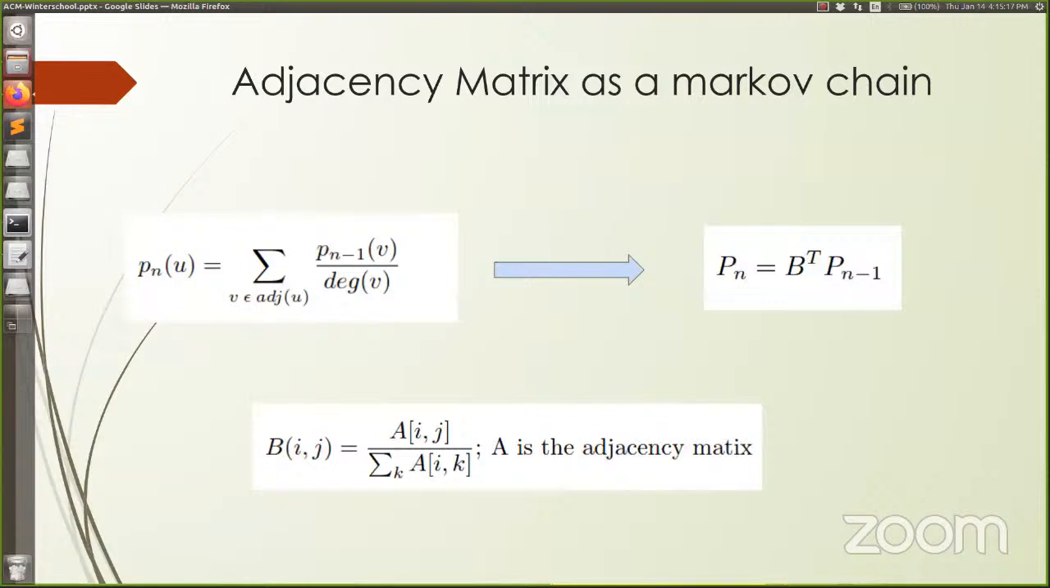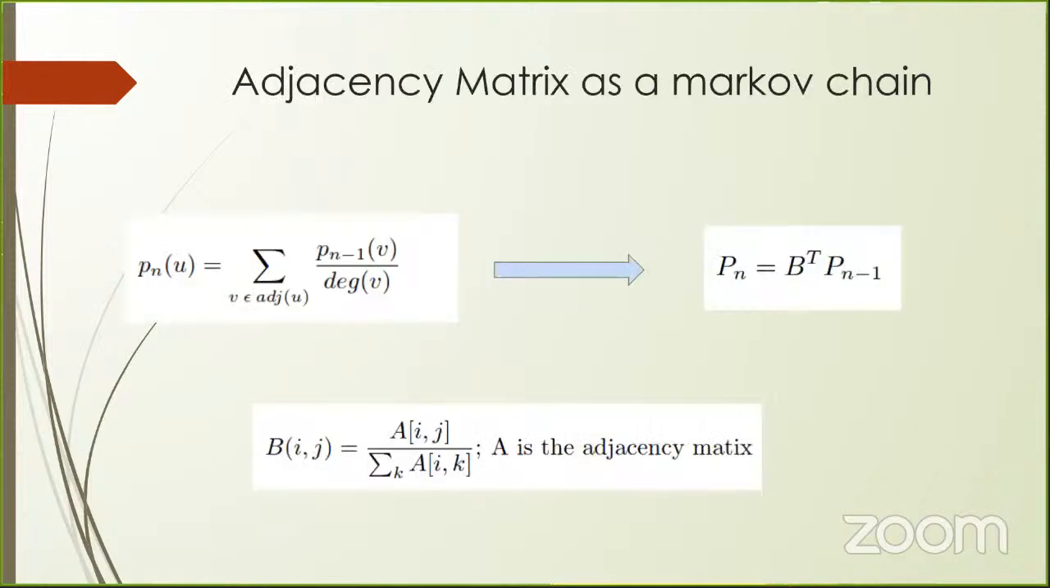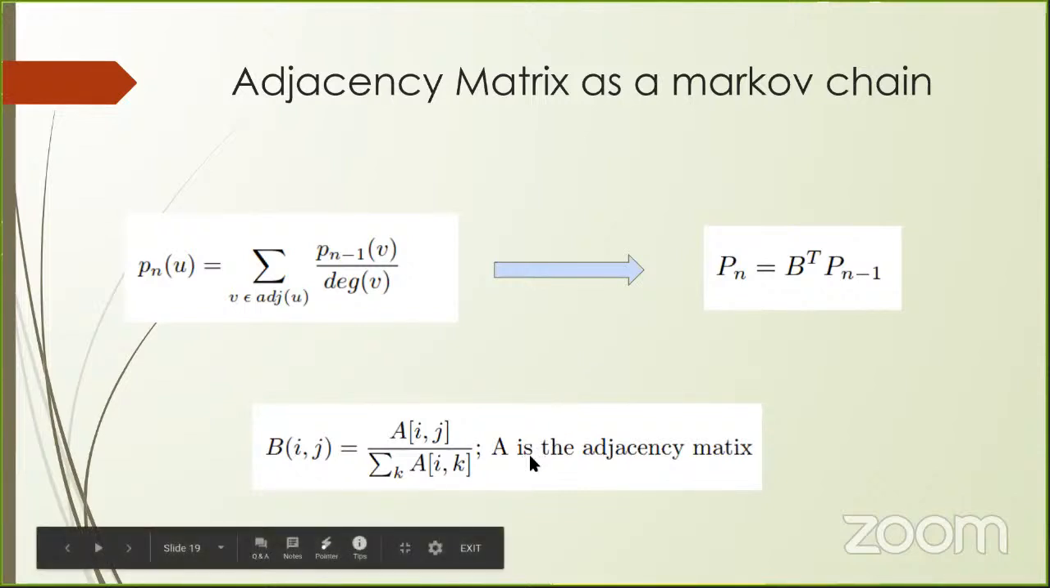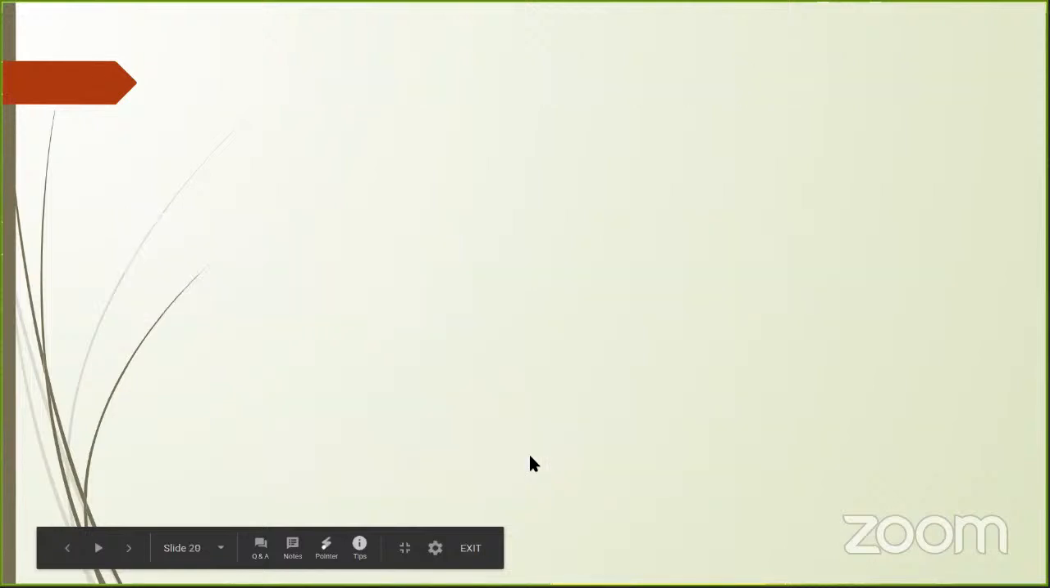Basically, Pn is a collection of scores for all the nodes at time n, and Pn minus 1 is the scores of nodes at time n minus 1. When you know the scores of all the nodes at a particular time, you can update all the nodes for the next timestamp. This can be done by multiplying with the B transpose matrix, which is nothing but your normalized adjacency matrix. We'll look at an example and then it will be more clear.